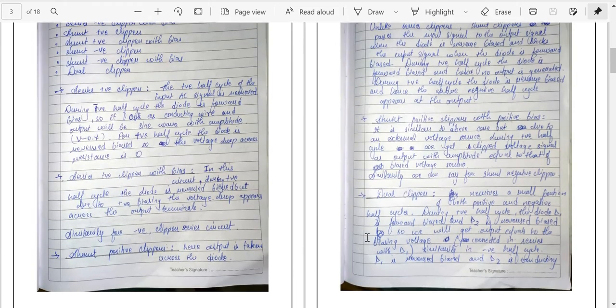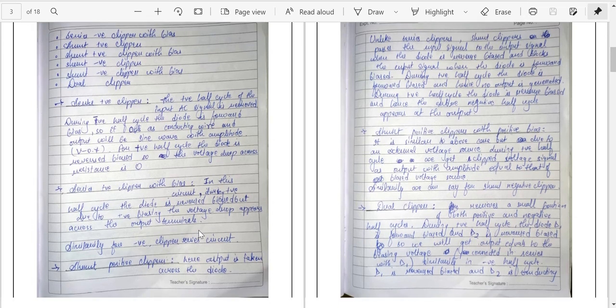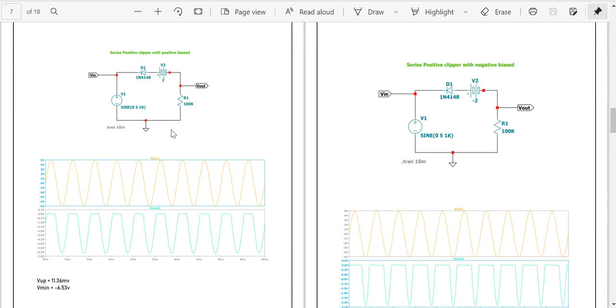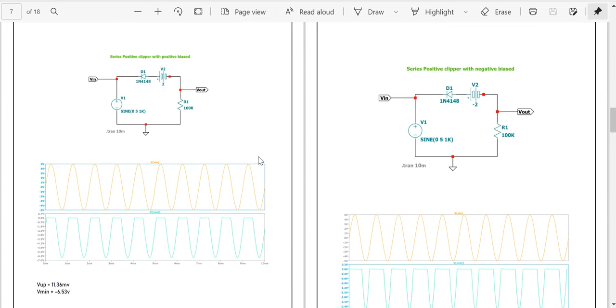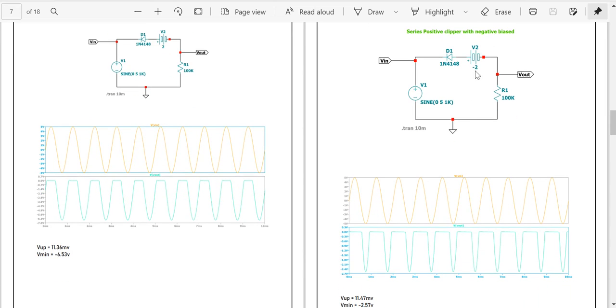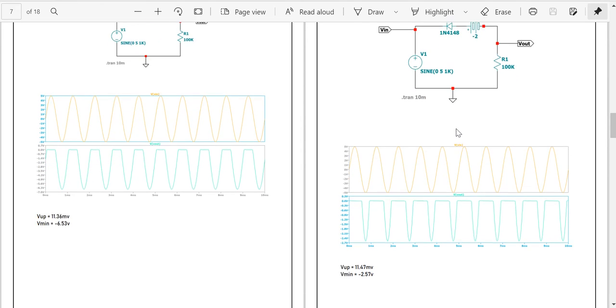Then what if we bias it with a negative voltage source like this? We have put a negative DC voltage source. Then the amplitude will decrease. Here also a similar procedure will happen. In the first half cycle, the diode will be reverse biased, no current will flow, and the output will be 0. But for the negative half cycle, the current will flow, but due to the negative DC voltage source, it will get reduced.